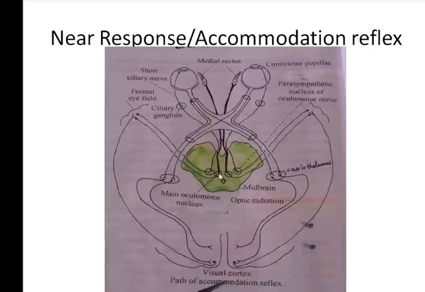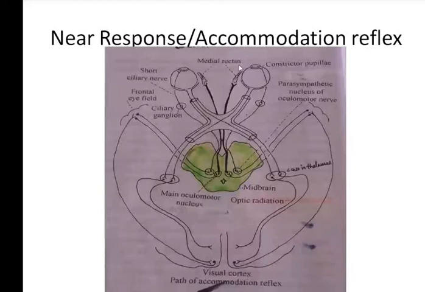Look at here, the information from here. Okay, this is the motor nerve. This is innervating the medial rectus. So this will cause the convergence of the eyeball. Okay, am I clear? This pathway clear to you? You should be able to draw this figure. Okay, similarly here also the same thing is going on, isn't it? Am I clear?